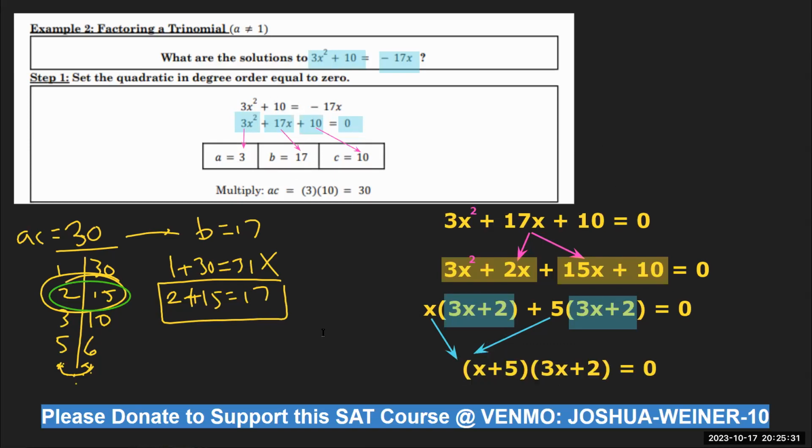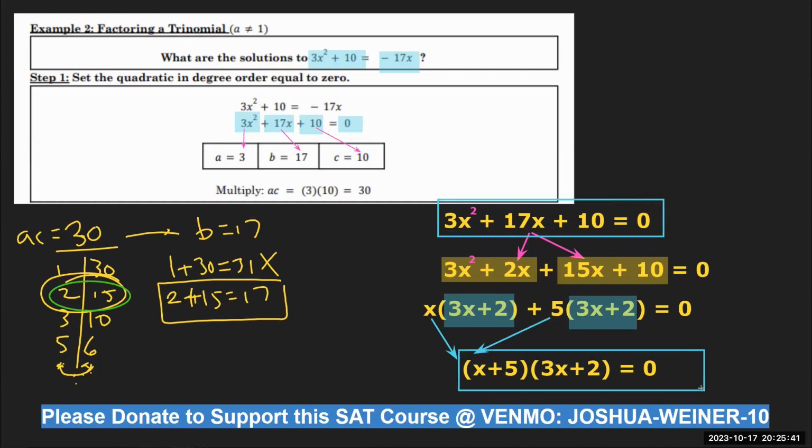So this is the same trinomial as above that we were given. We started with 3x squared plus 17x plus 10 equals 0. And this is the same equation, but what have we done? Well, it was in standard form, and now we've rewritten it in factored form.